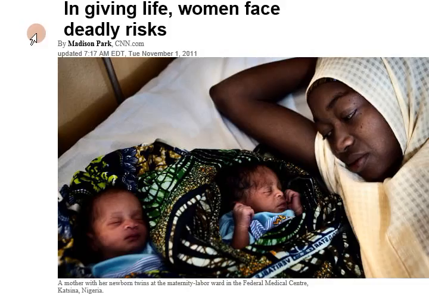Now I'm going to read through the article for you. In Giving Life, Women Face Deadly Risks by Madison Park. A mother with her newborn twins at the maternity labor ward in the Federal Medical Center, Katsina, Nigeria.